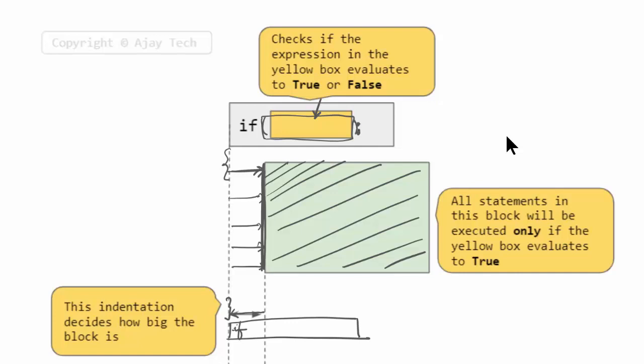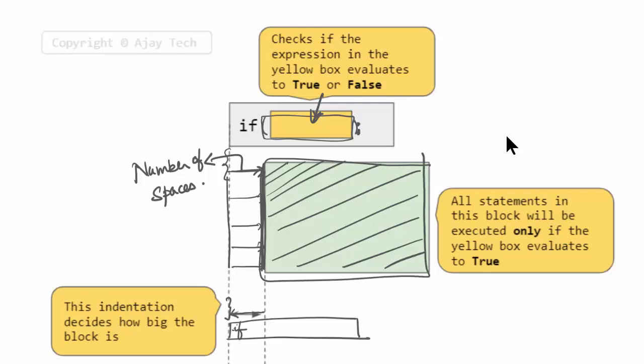So the point I want you to take away is how to define a block in Python. A block of code is a chunk of code with a particular indentation. Indentation is just the number of spaces. As long as 3 or 4 lines are at a particular set of indentation, say 4 spaces away from this line, then all those 4 statements become part of a block. Right? So the indentation dictates how big the block is, and the if statement checks whether an expression is true or false, and if it is true, everything within that block is executed.